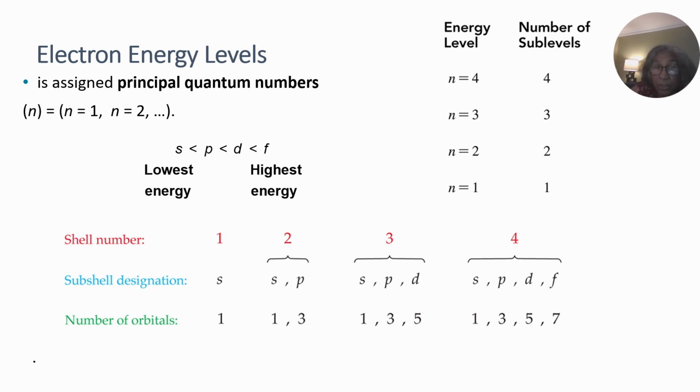Recall that orbitals are not a physical space, but they are volumes or specific regions in an atom where electrons are more likely to be found. An S subshell has one orbital, a P subshell has 3 orbitals, and a D subshell has 5 orbitals. An F subshell has 7 orbitals.